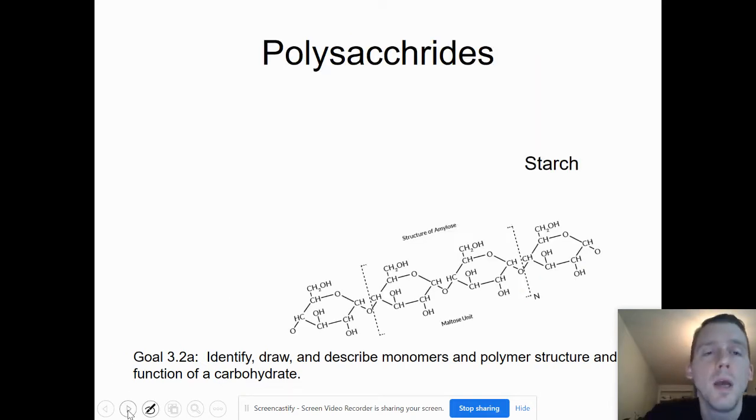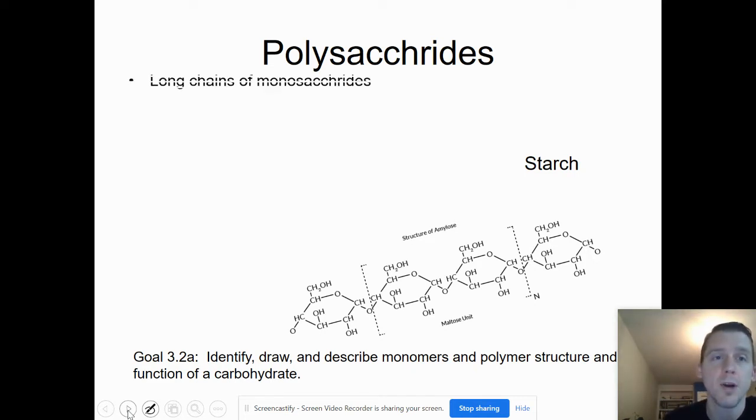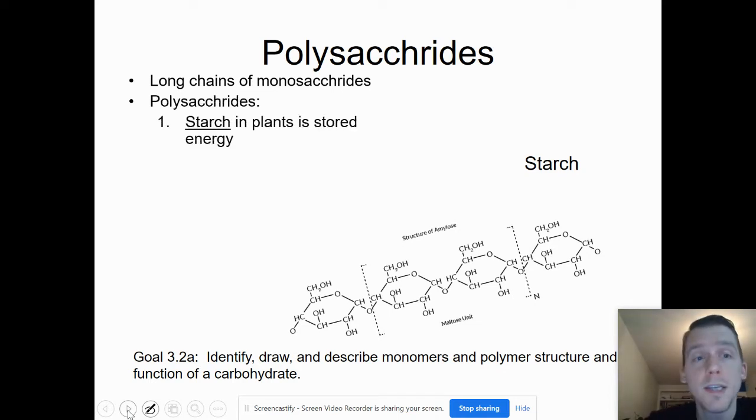All right. So there's monosaccharides, there's disaccharides, and there's polysaccharides. A polysaccharide is a chain that's much longer than 2. Polysaccharides are a long chain of monosaccharides. And we have some examples that you need to know. The first one is starch. Starch is found in plants. Plants make starch, and it is stored energy.